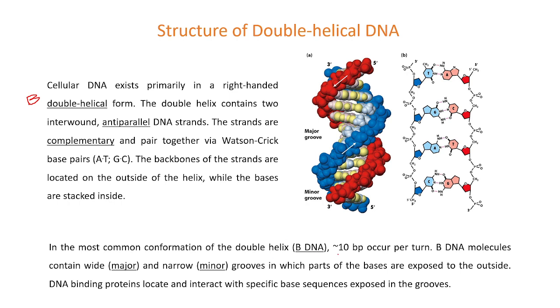Okay, so the most common conformer of the double helix is B-DNA. About 10 base pairs occur per turn, as I was saying, 3.4 nanometers per turn, or 0.34 nanometer per base pair. B-DNA molecules contain wider major grooves and narrower minor grooves, in which parts of the bases are exposed to the outside. Now DNA binding proteins locate and interact with specific base sequences which are exposed in the grooves. So as I was saying, different trials can be done and DNA binding proteins can be used, which bind to these grooves and interact with the specific base sequences exposed in them.